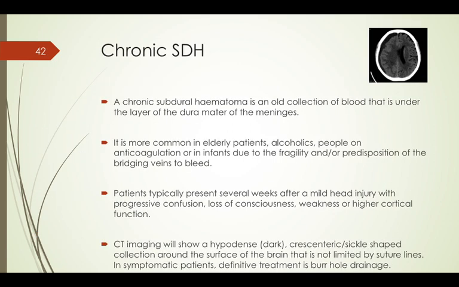Chronic subdural hemorrhages, so pretty much the same sort of risk factors as an acute subdural: alcohol consumption, elderly patients, anticoagulants, etc. But the history is of someone who's had some kind of minor trauma but forgot about it, and presents weeks to months after that with headache, confusion, reduced consciousness, weakness, etc. CT imaging will, in this instance, show a hypodense, sort of a dark crescent-like collection of blood that crosses suture lines, and you need to do a burr hole drainage to treat them.